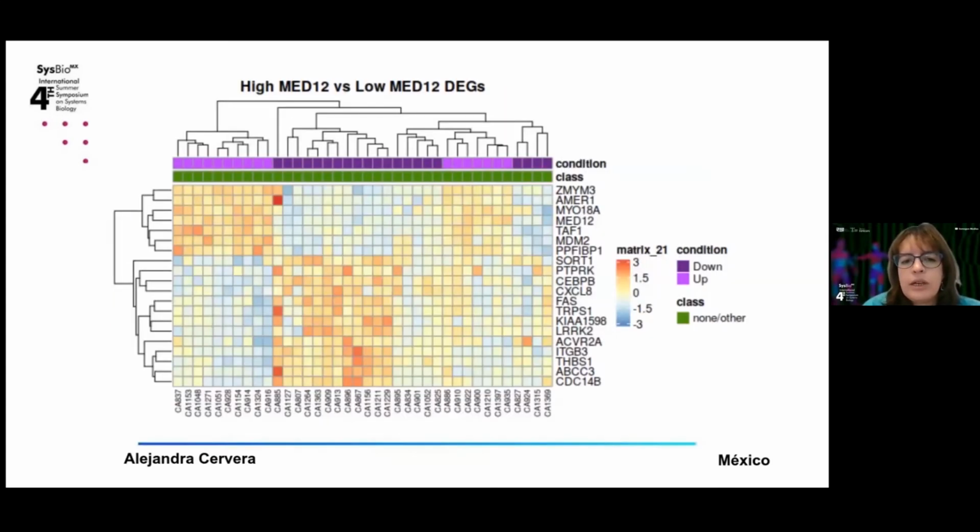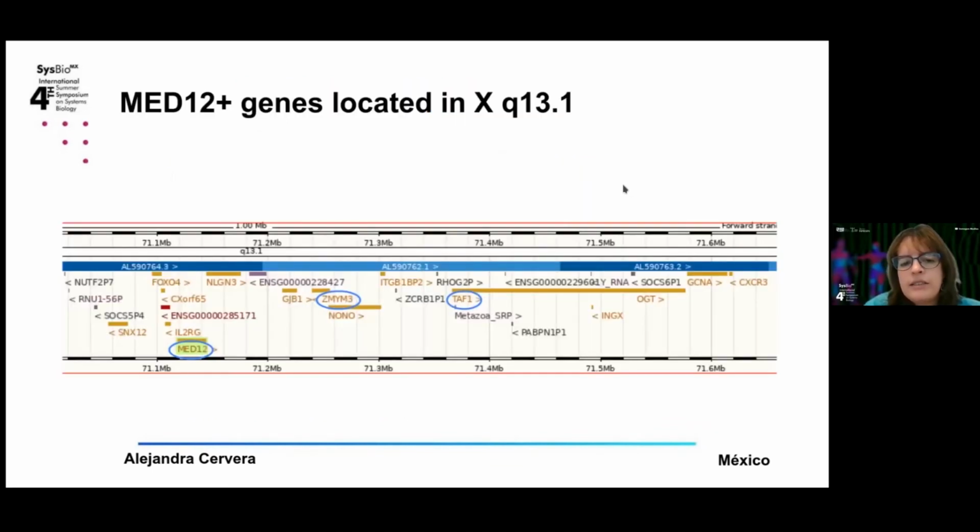So what we did next was differential expression analysis between the lower expression group and the highest expression group. And I think that the clusters look really defined here, and this is quite surprising because, remember, this is a panel of genes, so we're not looking at the whole transcriptome. And what we observe here is that this group and this group that have the high expression of MED12 actually have high expression of all these genes. And what we notice from the location of these genes is that it seems that several of them are in the same region of chromosome X.